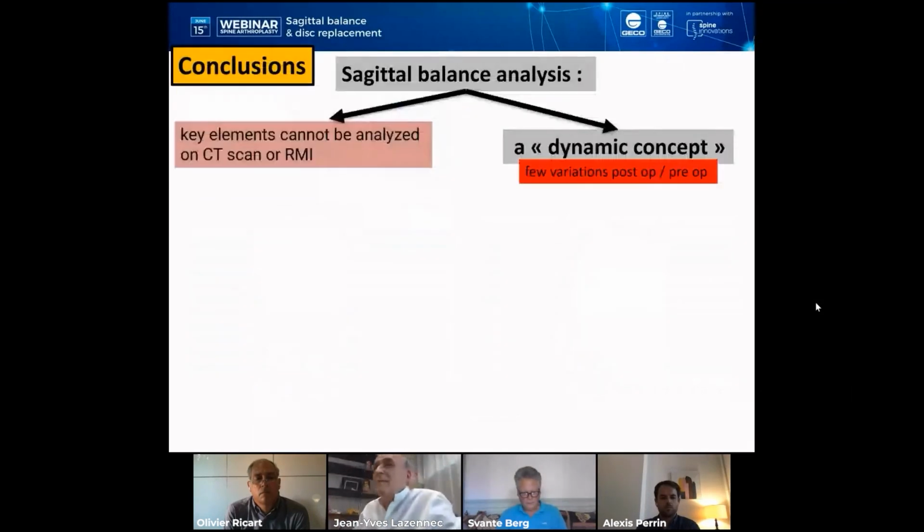So what are my take-home messages? First, it is important not only to use CT scan or MRI. The problem is not only to replace a deteriorated disc. We must analyze the sagittal balance as a dynamic concept. Despite there being few variations between post-op and pre-op, the fact that there are few variations is good predictive information regarding the future of the prosthesis.